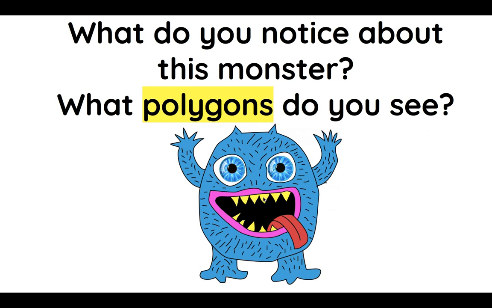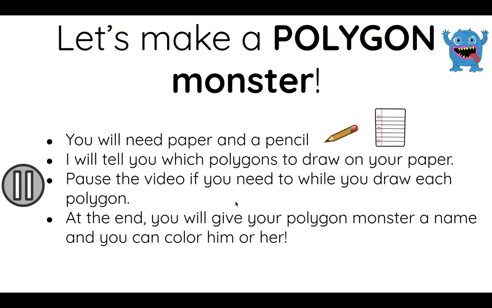I see lots of yellow polygons here. These polygons are called triangles. I'm going to give you some directions and you are going to make your own polygon monster. Here's what you will need. You will need a paper and pencil. I will tell you which polygons to draw on your paper.